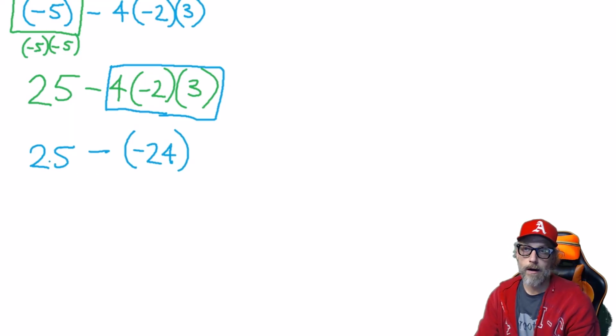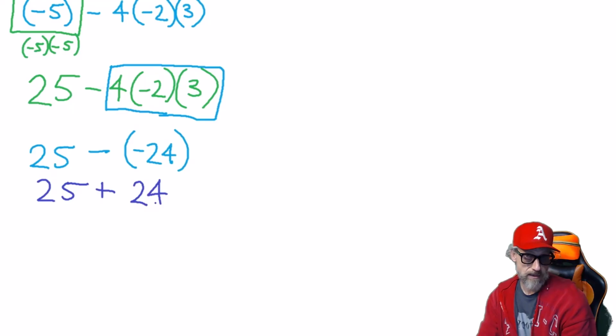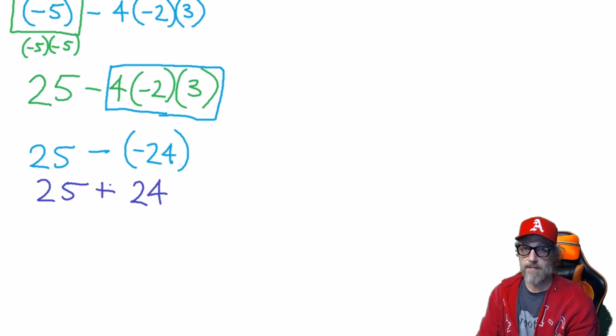And now we are ready for the adds and subtracts, or in this case, just a subtract, but it's subtracting a negative. My usual strategy for subtraction is add the opposite. So this is 25 plus the opposite of negative 24, which is positive. Or however you like to see it, a minus negative means addition. And then the sum, 25 plus 24, is 49.